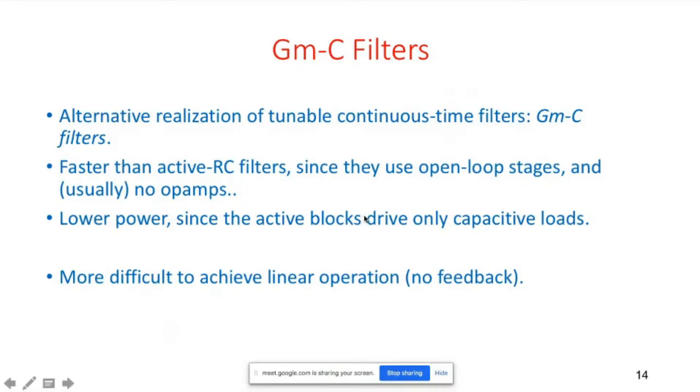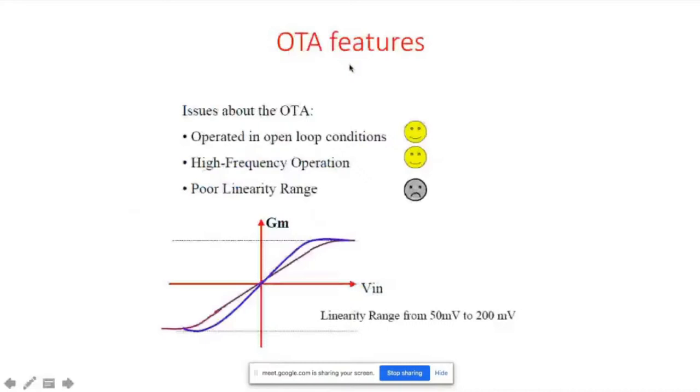One of the major issues is linear operation. Since there is no feedback, the range for which it operates, what we call the linear range, is going to be smaller compared to your active RC filter. So I am putting that again here: operated in open loop condition, high frequency of operation is possible, but poor linearity range. When I say poor linearity range, the range of input voltage that can be applied becomes limited, depending on how small your signal is. Since you have other advantages, you can always compromise on one parameter, which is going to be the linearity. And there are some circuits which can be used to improve the linearity, which is a part of the circuit solution.